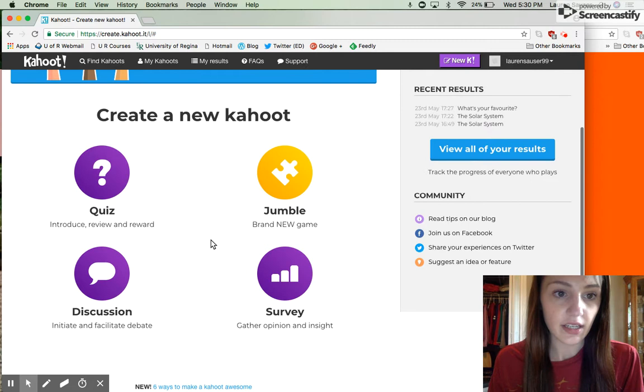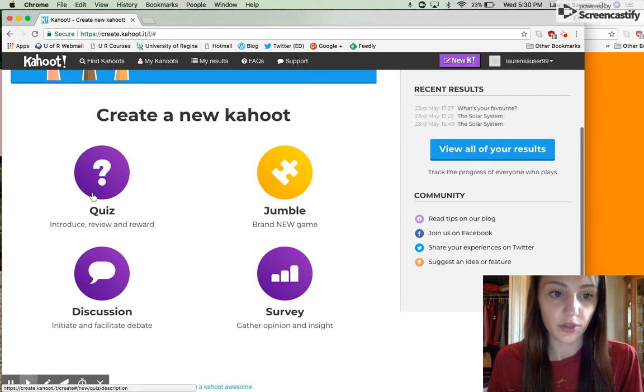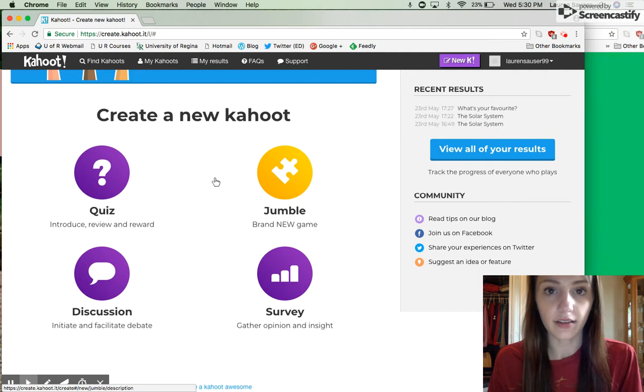So as you can see here, there's 4 different types of Kahoots you can make. A quiz, jumble, which is similar to a quiz but involves putting a series of events or items in the proper order, discussion, and survey. So the most commonly used one is a quiz because it has answers that are right or wrong. So let's make one of those.